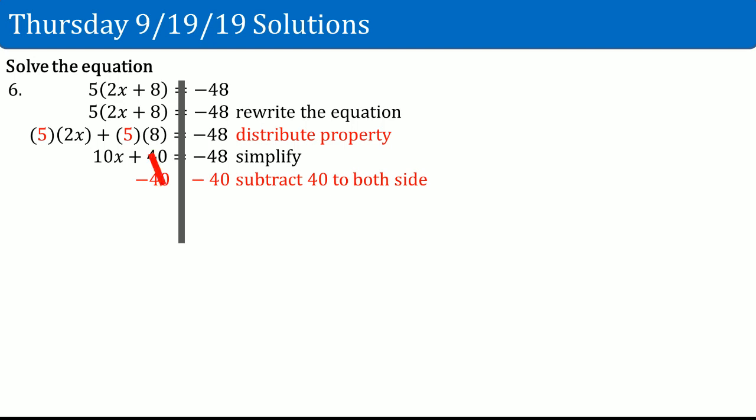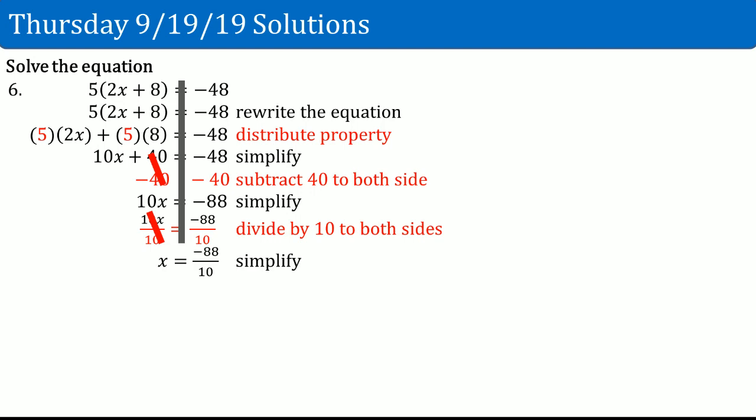That's how you get it to cancel, so you could get the variable by itself. On my right-hand side, negative 48 minus 40 is negative 88. Okay, you get a 10 times x. Divide everything by 10. The 10 over 10 cancels out. On my right-hand side, negative 88 over 10. That's how it looks after you divide. Okay, it's pretty ugly. It's a fraction. You could reduce this. I think it's like negative 44 over 5, but that's a good enough answer.